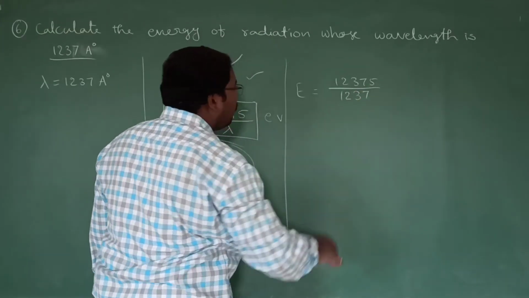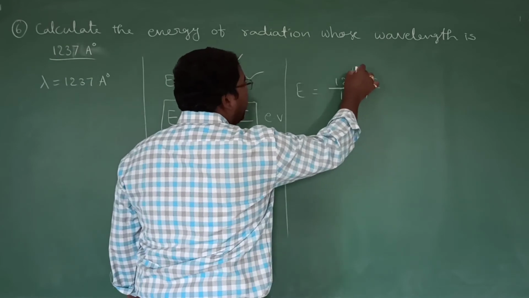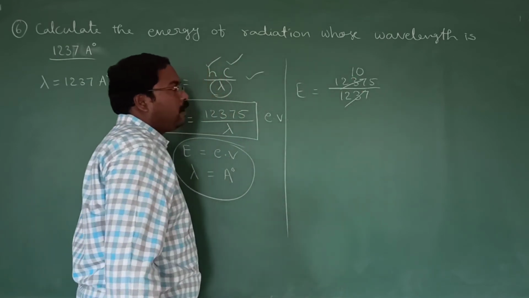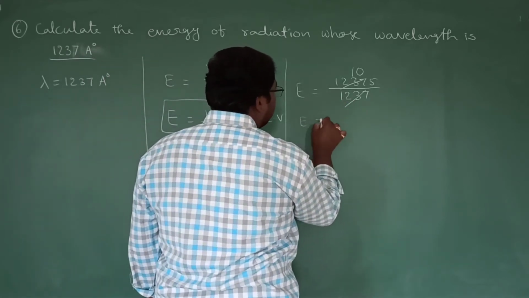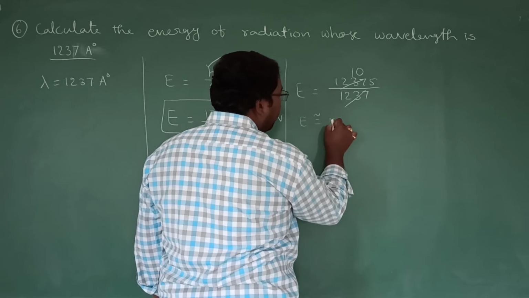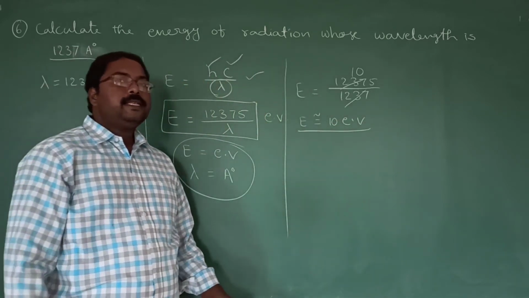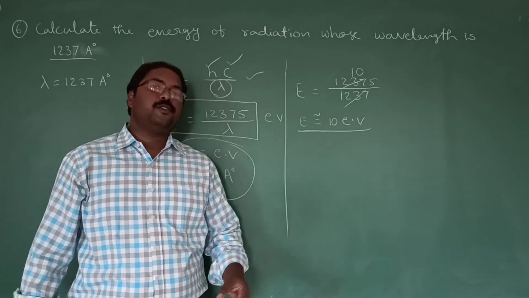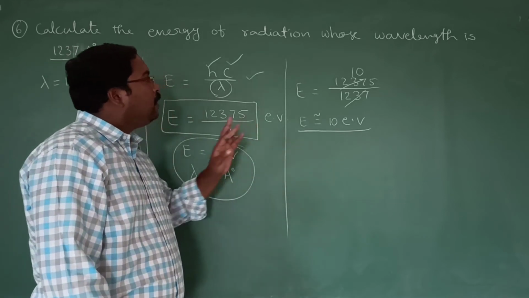So it is simply E is equal to 12375 divided by lambda, which is given in the question as 1237. So it will be approximately 10 times. Got it or not? So we will get approximately 10 electron volts. Okay. For example, instead of electron volts, if they ask in joules, we know how to convert electron volts to joules, right? So note down this one.